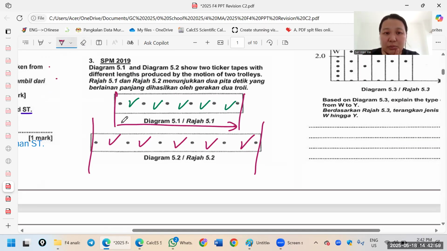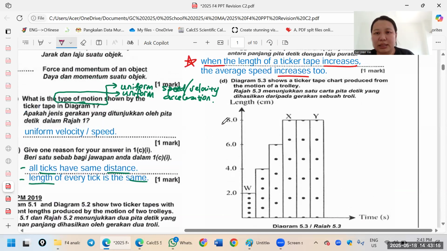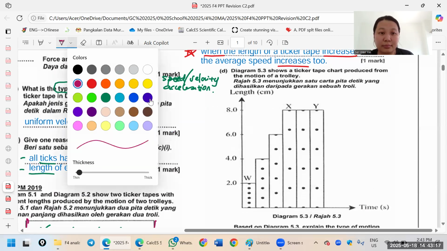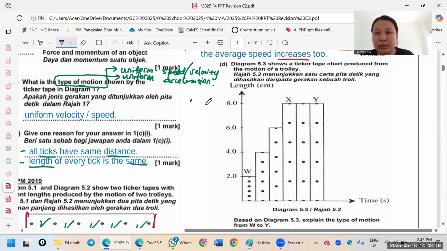You say you measure and you say this is longer than another one. So if you find out the diagram is wrong, do not worry, we have another set of schema for the wrong diagram. Alright, so now next. This is the ticker tape chart.